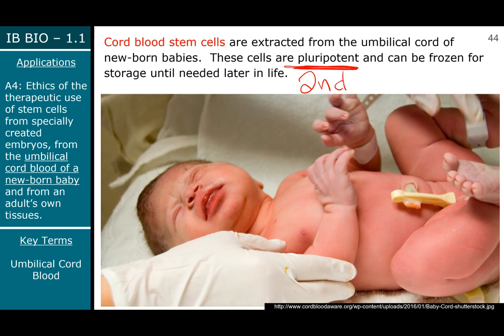Now, when you're born, that blood can be harvested and then it's sent to a storage facility where it's frozen, and then it can be used later to help you recover from things like cancer or treatments for different ailments. We thought about doing that when my daughter was born, but at the time, the storage was extremely expensive. So we decided not to. But if you can afford it, it's kind of a neat option.